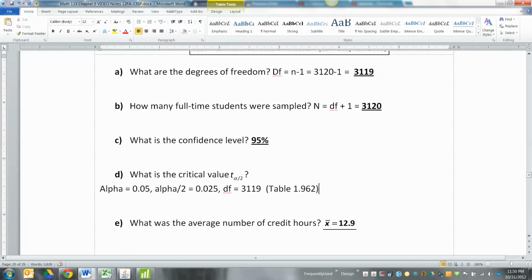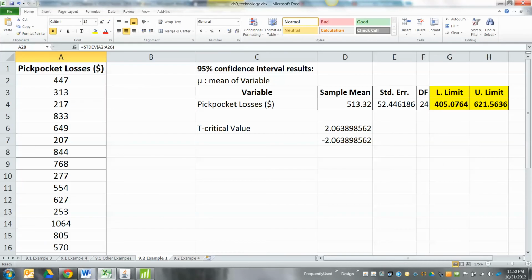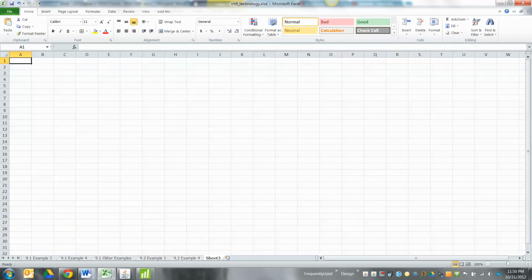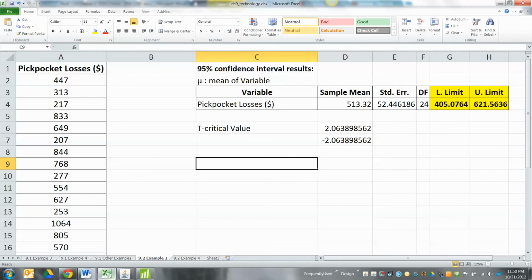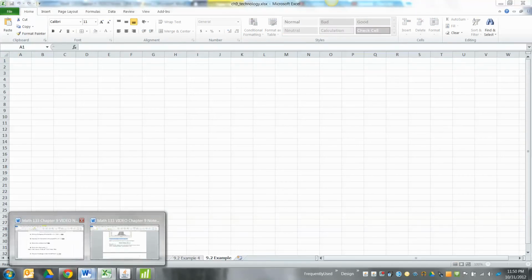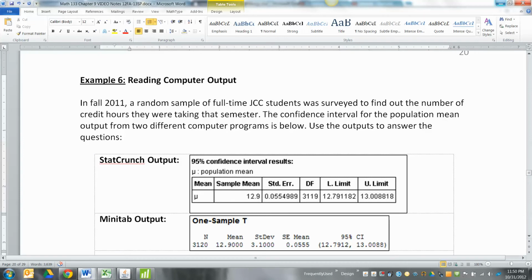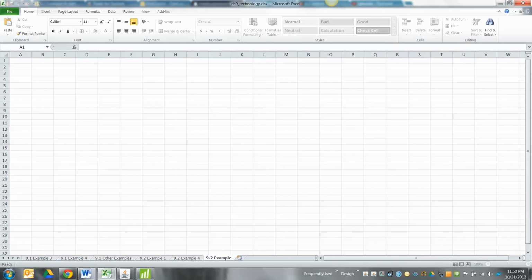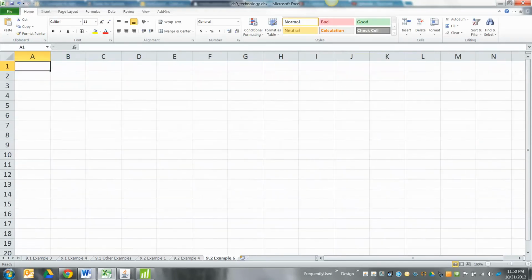But if you're on a computer, then you can find it much better with Excel or with StatCrunch. So let me go back to, actually, I think I'll just stay here. I got to make it its own. So this will be 9.2 example 6. Okay, so this is just a repeat of what we've done before, but that's all right.